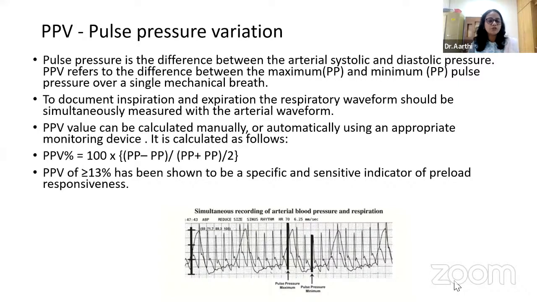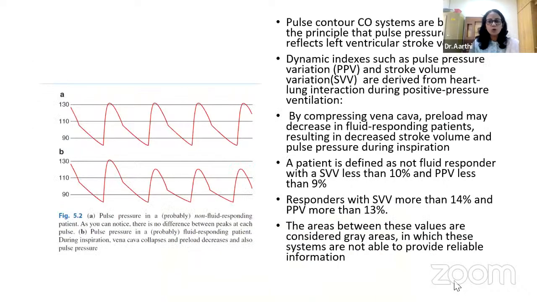So pulse pressure variation of more than 13% has been shown to be a specific and sensitive indicator for preload responsiveness. It's almost 90% specific and sensitive with respect to preload responsiveness. So what do we normally see? The principle behind it is that the pulse pressure reflects the left ventricular stroke volume, which indirectly reflects the cardiac output, which indirectly reflects the hemodynamic status of the patient. So this is one of the dynamic indices which we monitor, the pulse pressure variation and also the stroke volume variation. It is derived from what is called heart-lung interaction during the positive pressure ventilation.